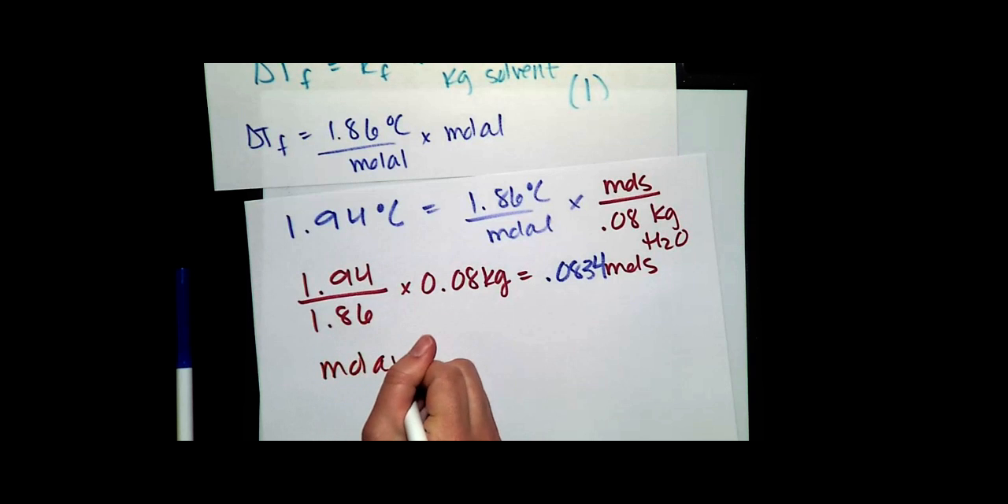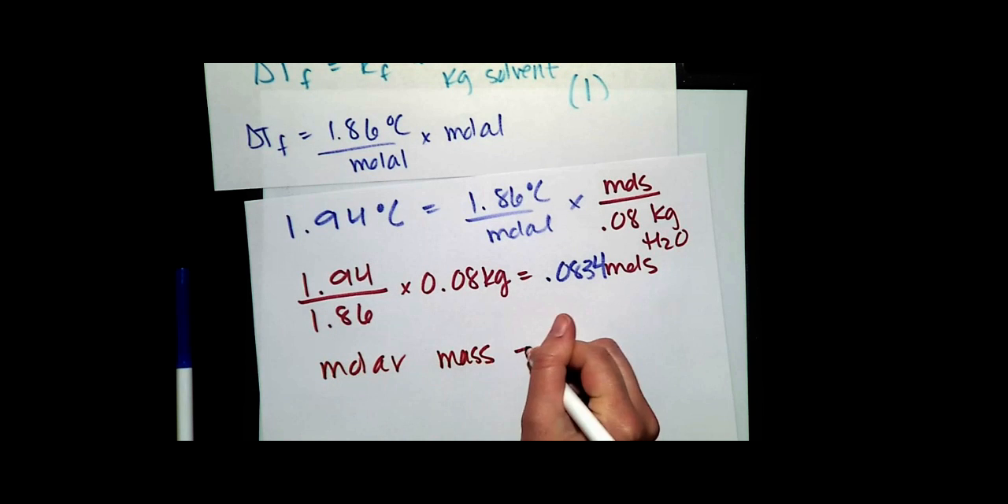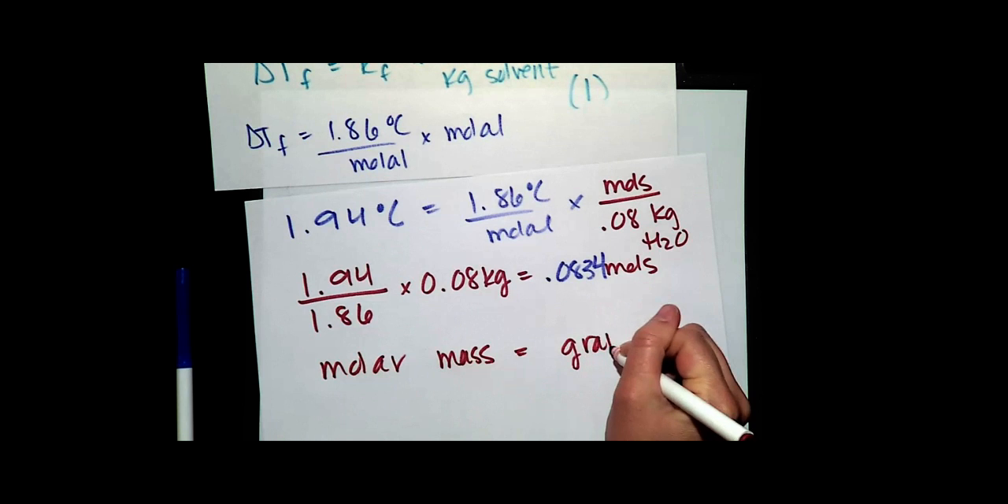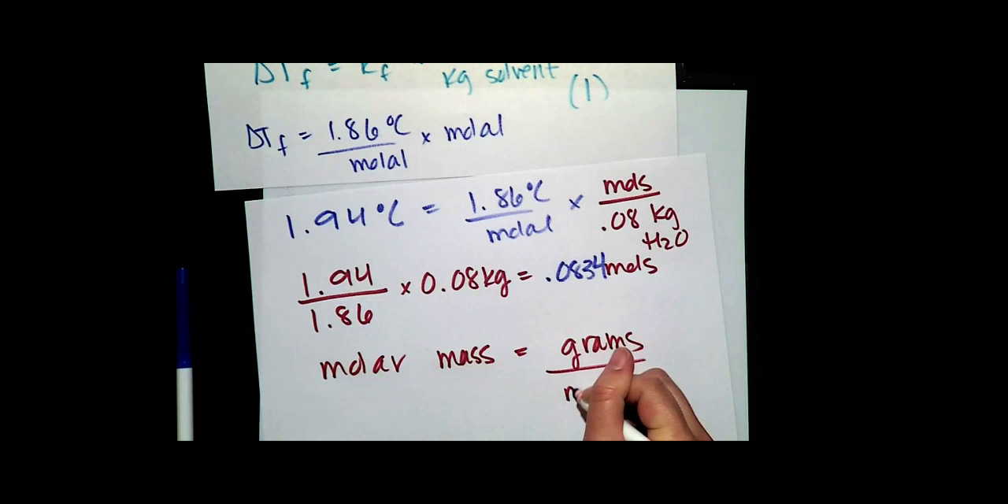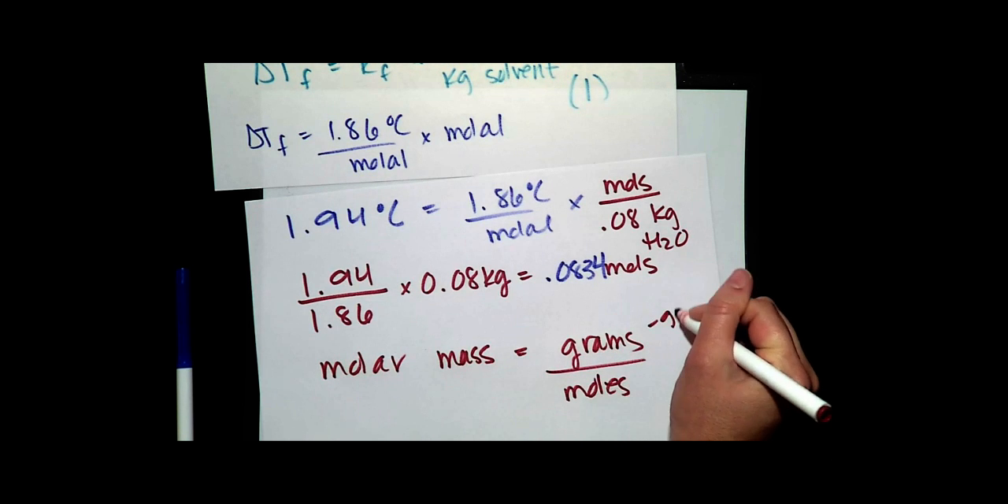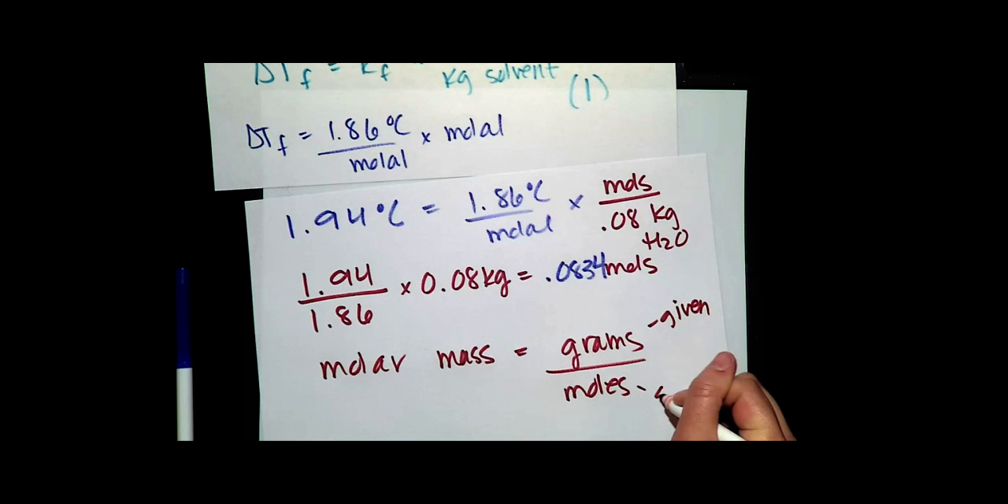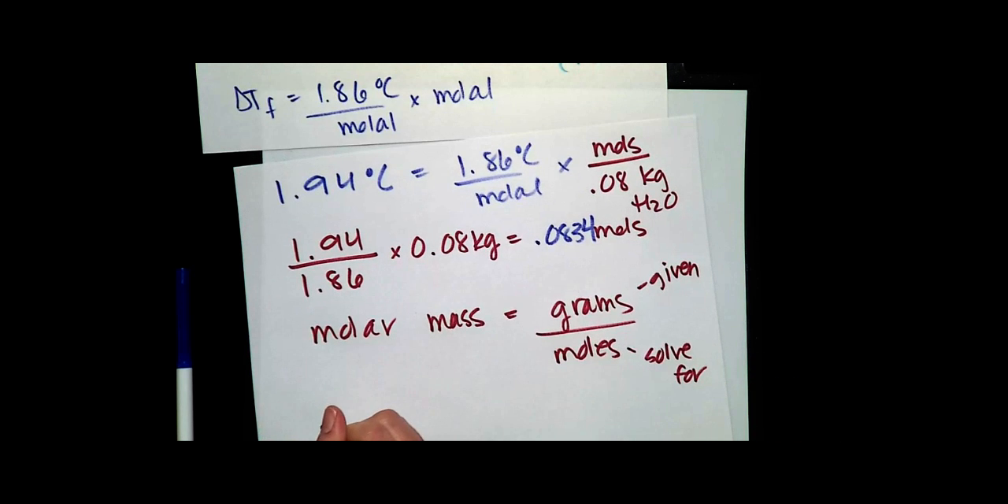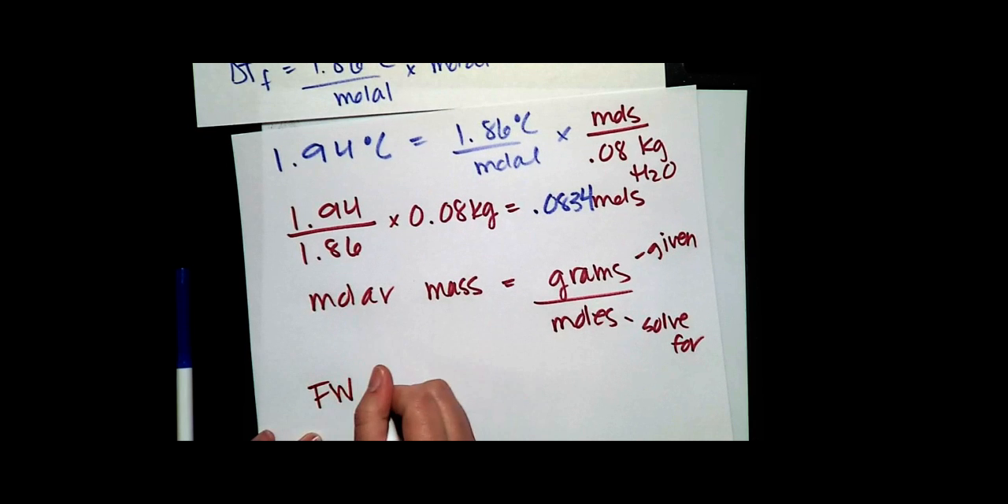And then for molar mass, it's grams given in the problem divided by the moles that you solve for. Grams are given in the problem and moles we solve for. So in this case, it'll look like this. Sometimes molar mass is called a formula weight.